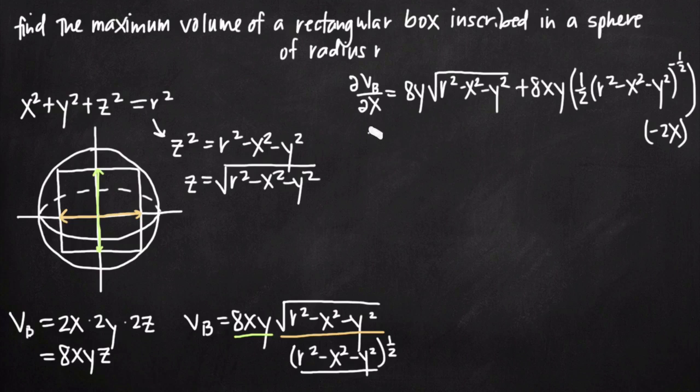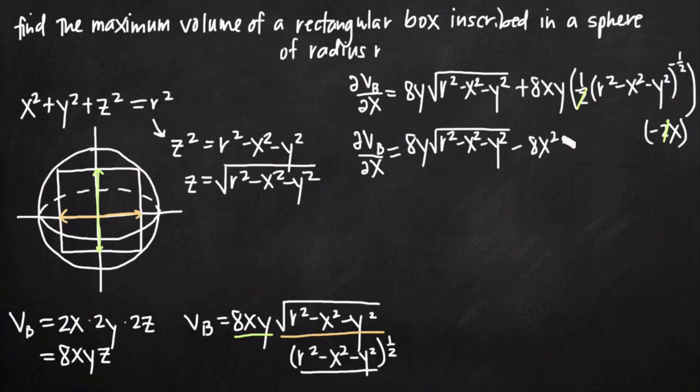Now we just need to simplify this equation. The partial derivative of volume with respect to x, we're going to get 8y times square root r squared minus x squared minus y squared. And then here we have this negative 2x. We notice that the 2 is going to cancel with this 2 in the denominator, so we just have this negative sign. We'll pull the negative out in front, and we'll get minus 8x squared y. We pull this x in front to combine with this x right here to get x squared, so negative 8x squared y.